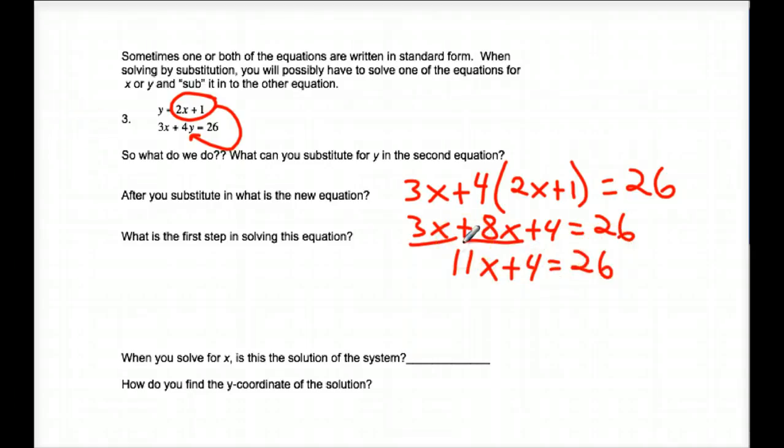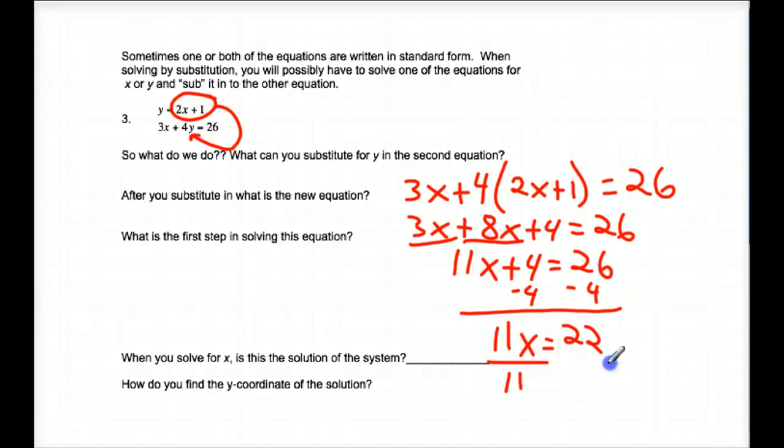3x and 8x are like terms. They make 11x. Now it's a two-stepper. How convenient. The x value of the point where they intersect is 2. Okay?